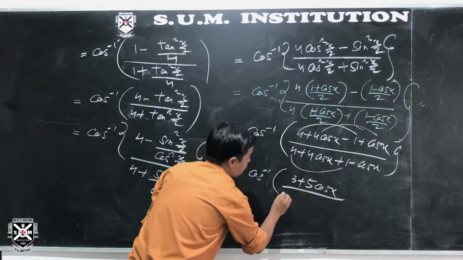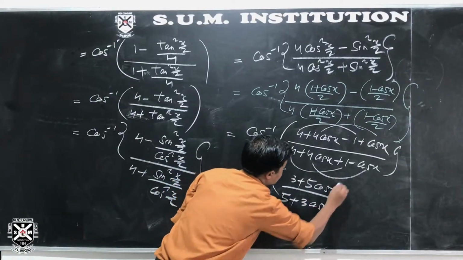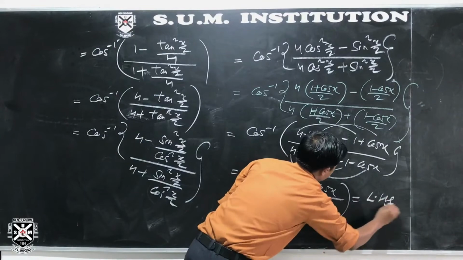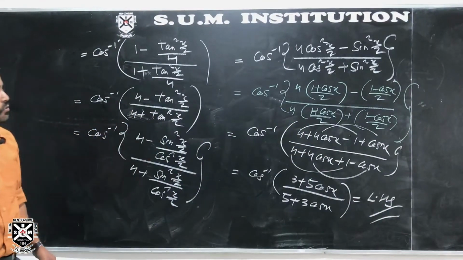4 plus 1 is 5, plus 4 cos x minus cos x will be 3 cos x. So, it is our left hand side. So, left hand side is equal to right hand side. This is question number 1.